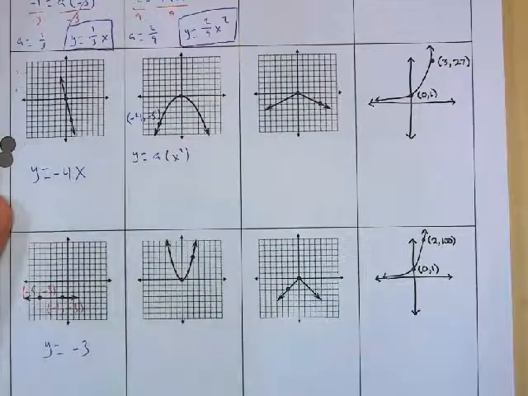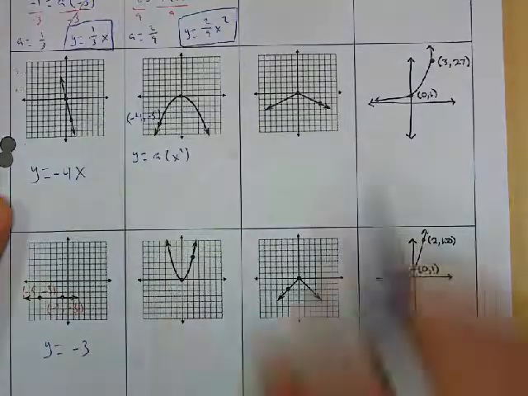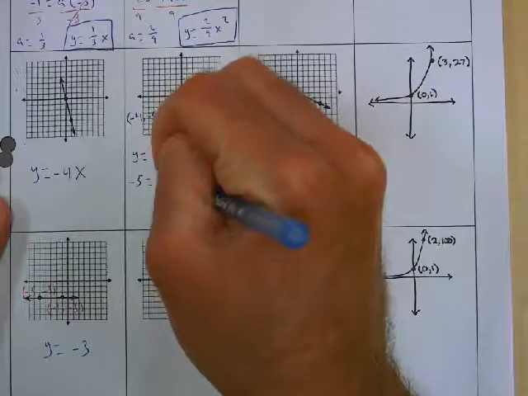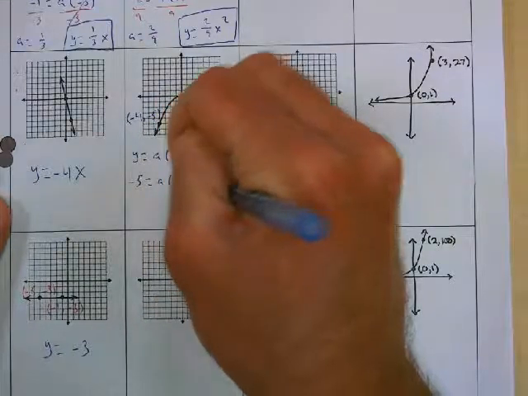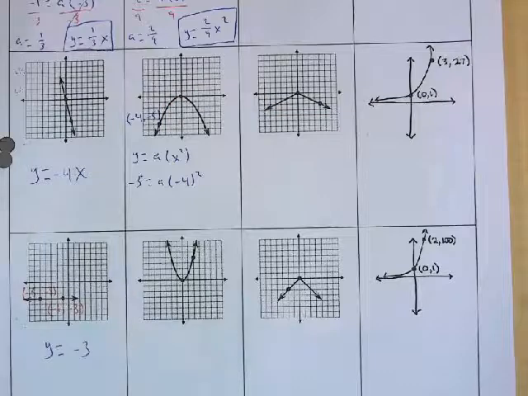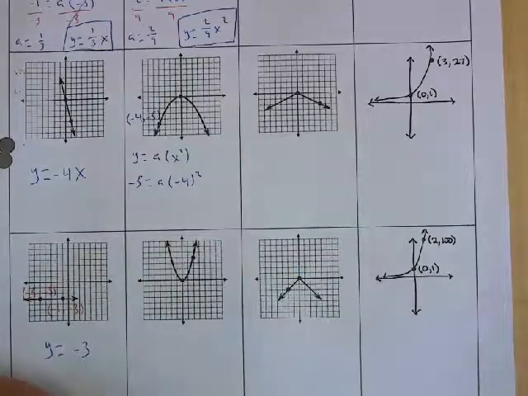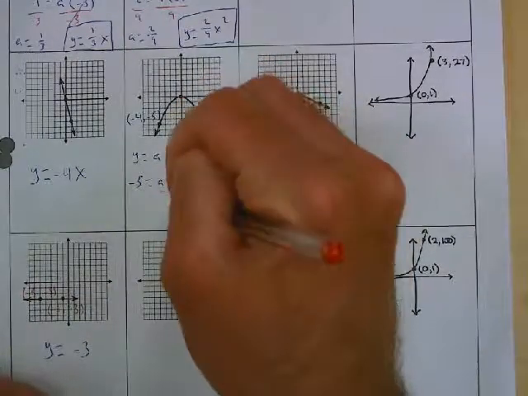Well, then that gives me an x and a y value that I can plug into my equation. So I want to stick in y is negative 5, and x is negative 4. And then I can simplify this. So if we square negative 4, we get positive 16. So I want to divide both sides by positive 16.